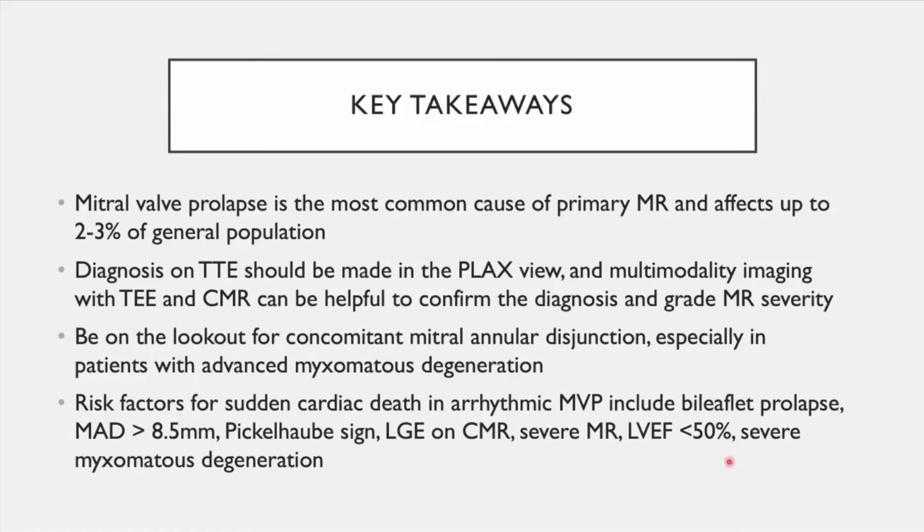degeneration. And then thinking about the risk factors for sudden cardiac death with arrhythmic mitral valve prolapse, including bileaflet prolapse, mitral annular disjunction length greater than 8.5 millimeters, the pickle hub sign, late gadolinium enhancement on cardiac MRI, severe mitral regurgitation, LVEF less than 50%, and then severe myxomatous degeneration.